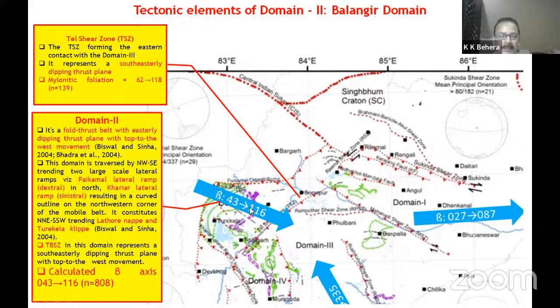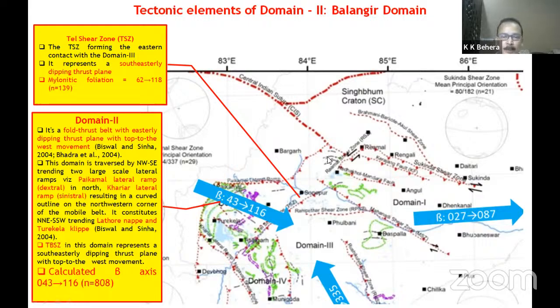In this part, 139 data show a beta axis, fold axis, 62 degrees towards 118. Oh no, that beta axis is 43 degrees towards 116. This is the beta axis. All the folds in this part are almost easterly plunging.